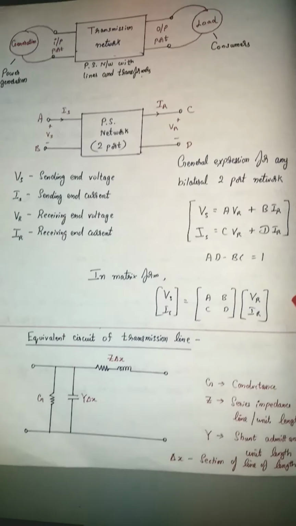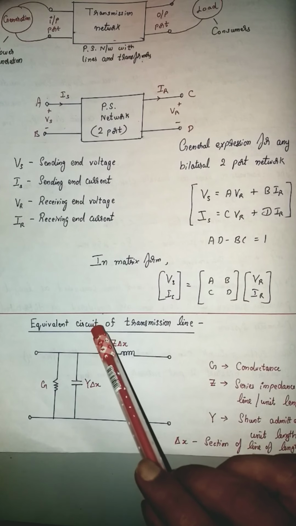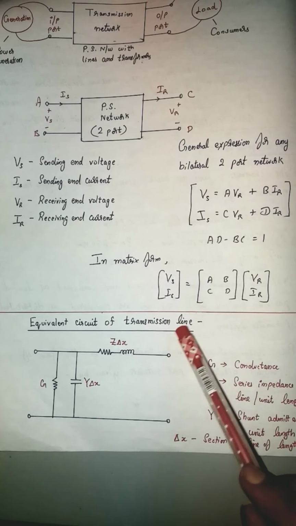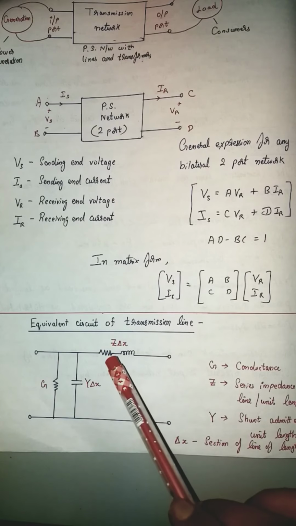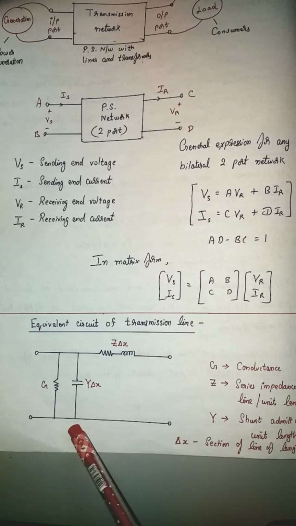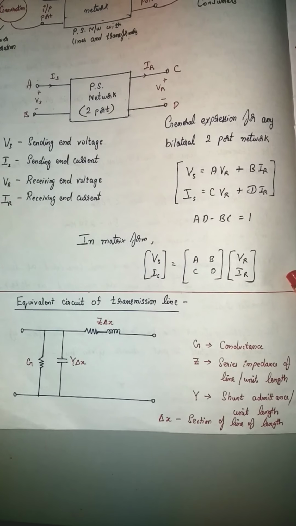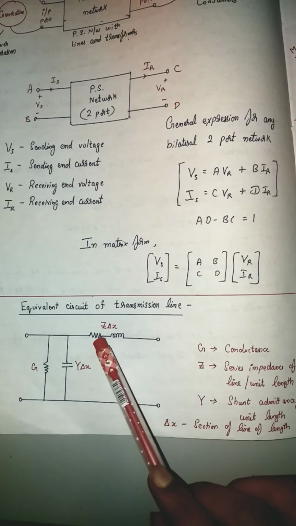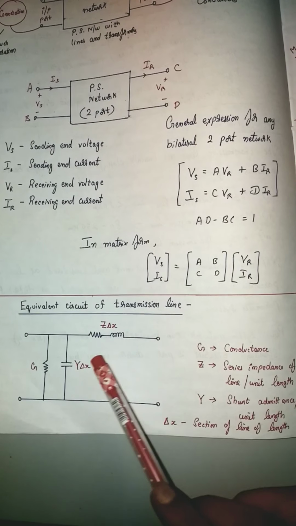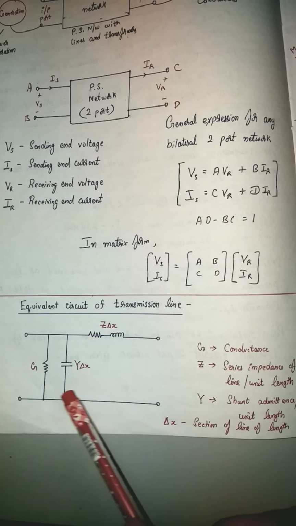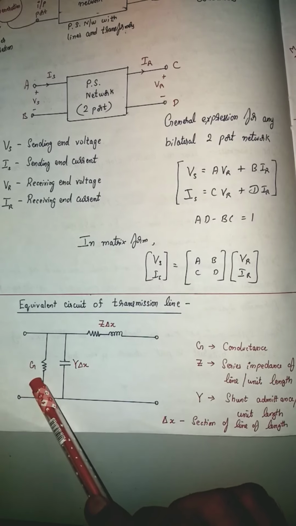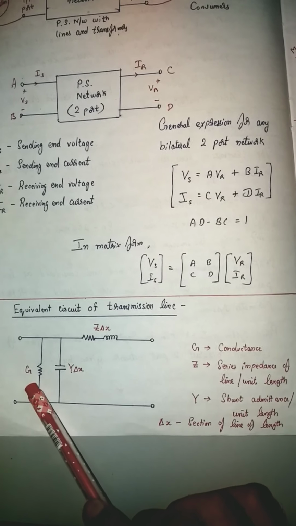So before that, we have to talk about the equivalent circuit of a transmission line. You know, it contains resistance, inductance, and then shunt capacitance. So here you can see it is called Z into delta X. Here it is Y into delta X. This is conductance G, which is the reciprocal of resistance.